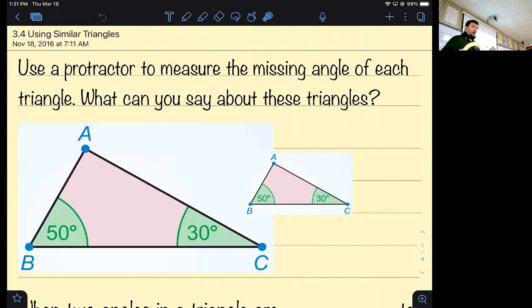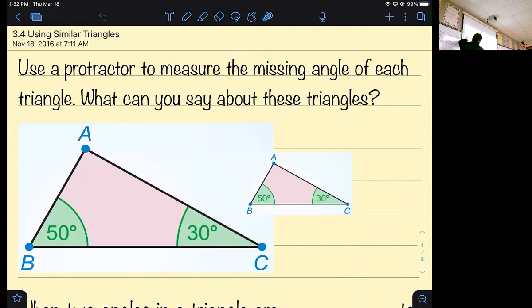All right, on to 3.4. 3.4, Using Similar Triangles, says use a protractor to measure the missing angle of each of these triangles. What can you say about them? We have one triangle that is very big and one triangle that is very small. And if I measure the missing angle, for those of you who don't know how to use a protractor, you line a protractor up on the angle and then you rotate it to where it lines up on this little divot right here. Protractors are always different, but you can see a little divot right there. That's where I put it on the vertex of the angle, and I rotate it to where it lines up with that line on the triangle.